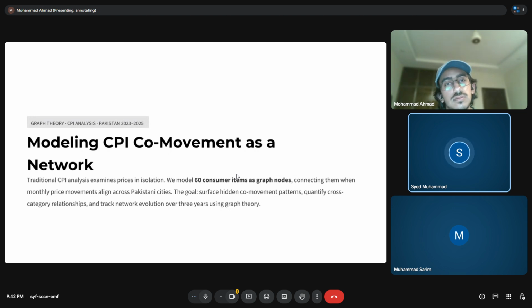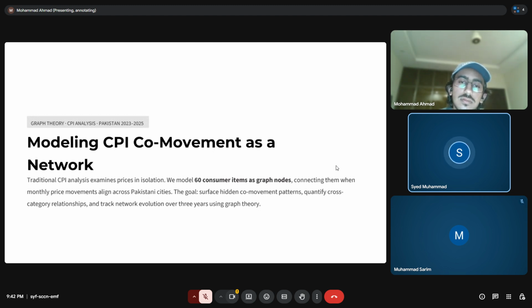So today we will be discussing our project, which applies graph theory to analyze inflation in Pakistan from March 2023 to March 2025. We have 3 years of data. The traditional consumer price index analysis usually looks at price changes in isolation. But in this project, we took a different approach.